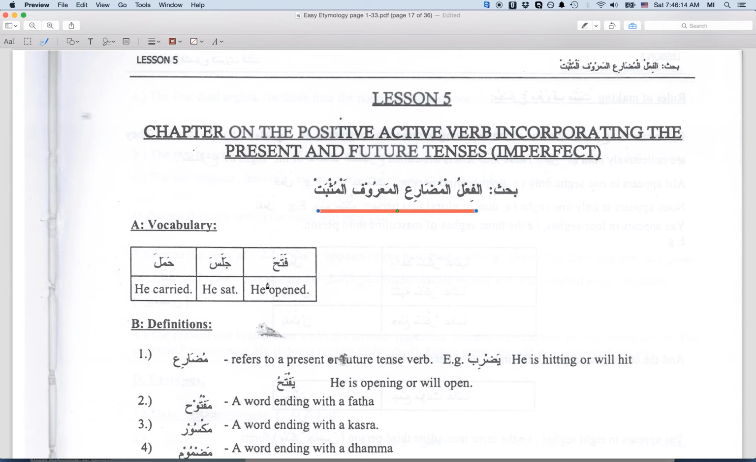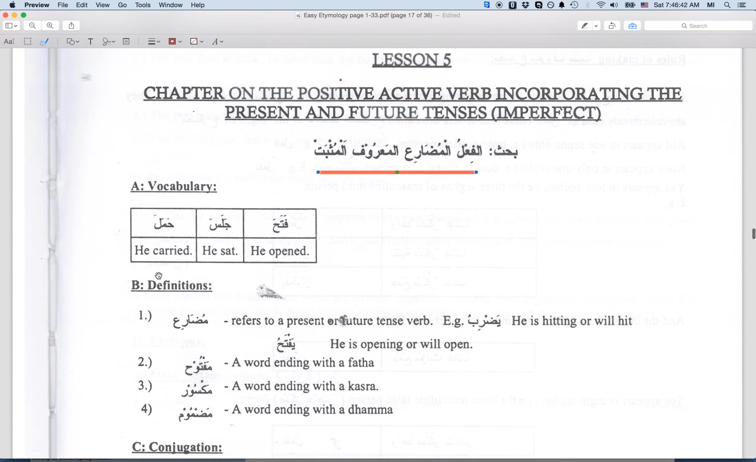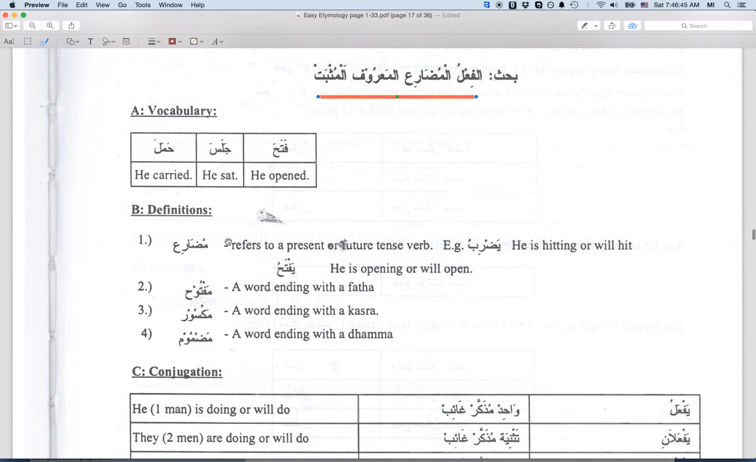فتح, he opened. Future tense or present tense, if you say he opens, or he is opening, or he will open, it'll be يفتح. جلس, he sat. يجلس, he sits, or he will sit. حمل, I think this is يحمل. He carried, he will carry. Definition: مضارع refers to the present or future tense. يضرب, he is hitting or will hit.